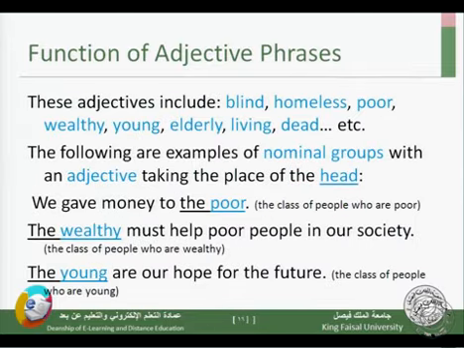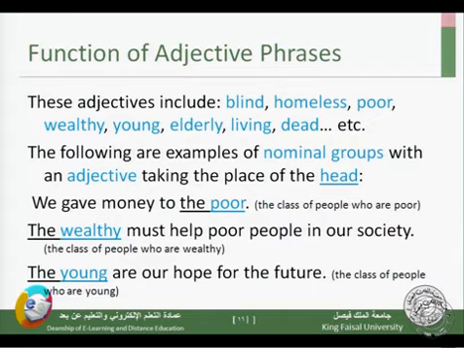We'll see some examples. First, the adjectives that refer to a class of people include blind. So when we say the blind, we are referring to the people who share the characteristic of blindness. Okay. Homeless, the people who share the characteristic of being homeless. Poor, the class of people that share the characteristic of being poor, and so on. So the blind, the homeless, the poor, we can use those as the head of a nominal group. In the following examples, you will notice how we use them here.